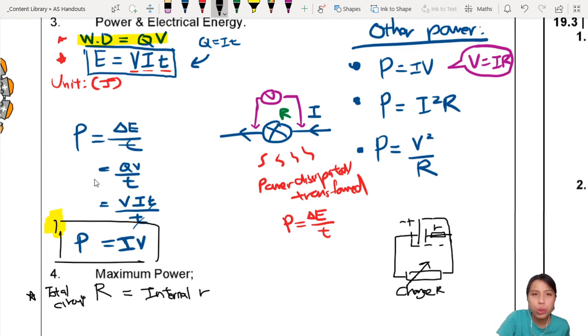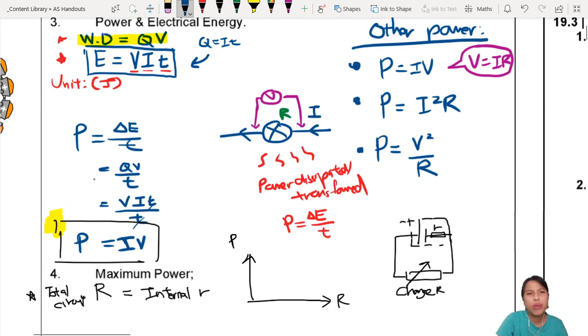And FYI, there's also a graph that looks like that. So if you plot a graph of power dissipated by this variable resistor against the total resistance of the circuit, which is this one, you get a very funny looking graph. It's going to look something like this. It will increase at first, and then it will start to decrease and then go down like a mountain. And this maximum here is where your R is also equal to your small r. This is where your max power is.